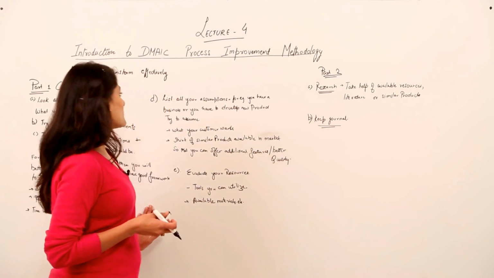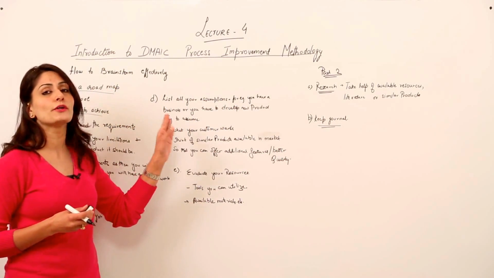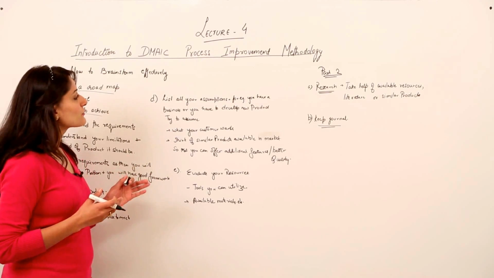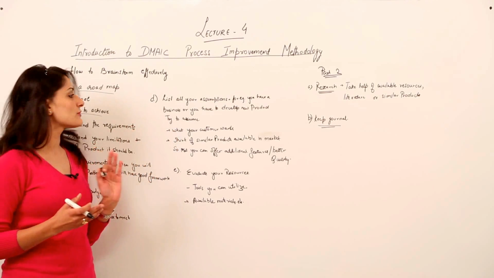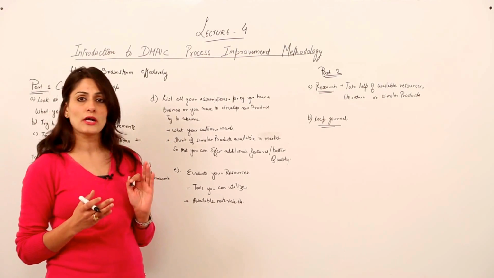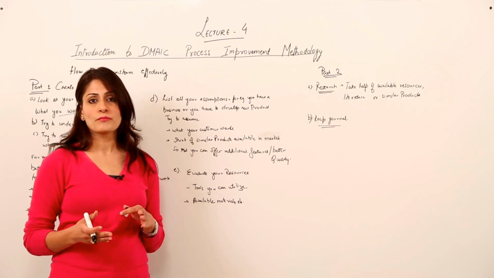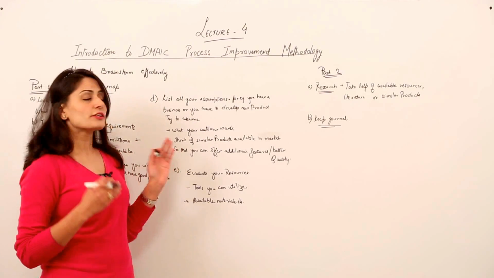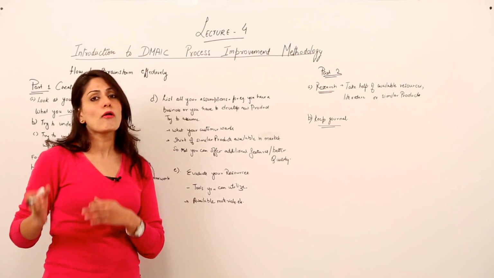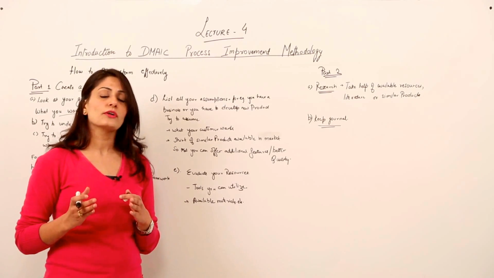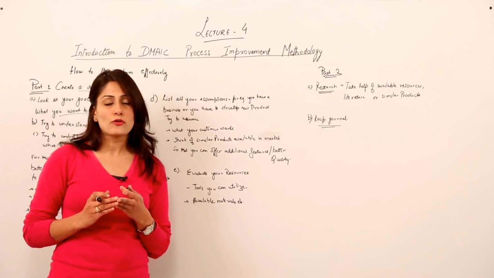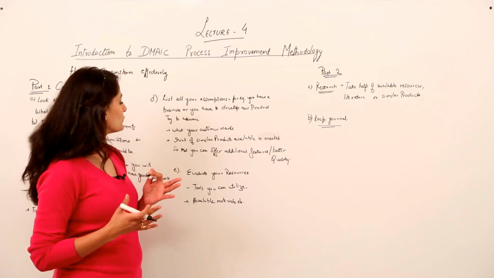Then after doing this, you should list all your assumptions. For example, if you have a business or have to develop a new product, try to assume what your customer wants from you. And then you should think of similar products which are already in the market, so that you can come up with better quality and additional features.